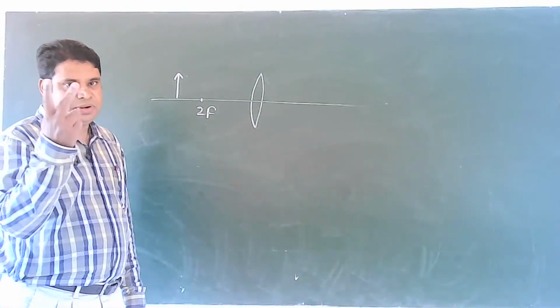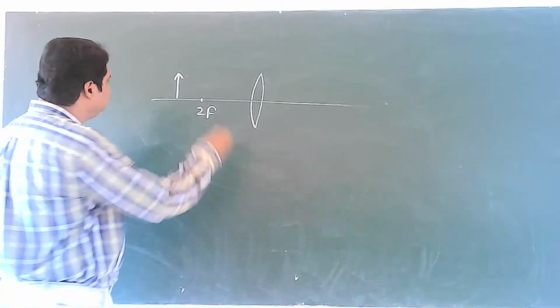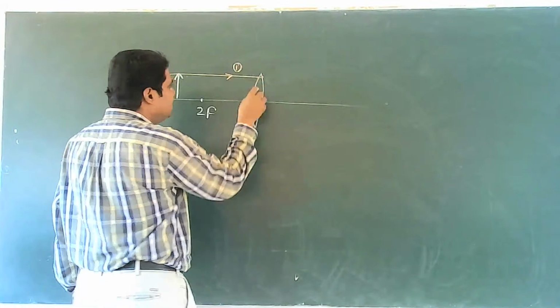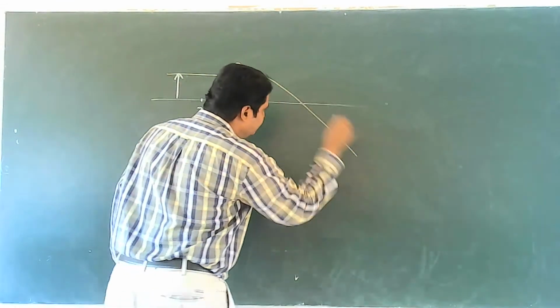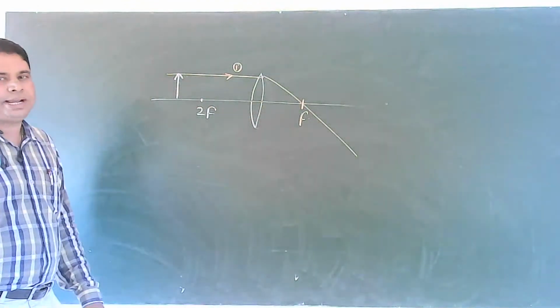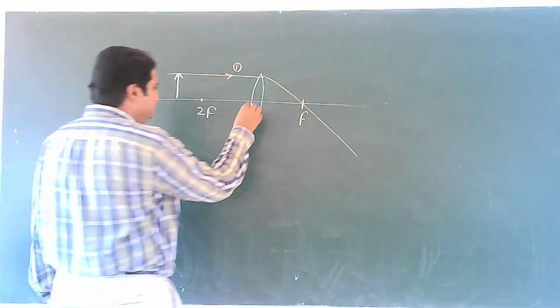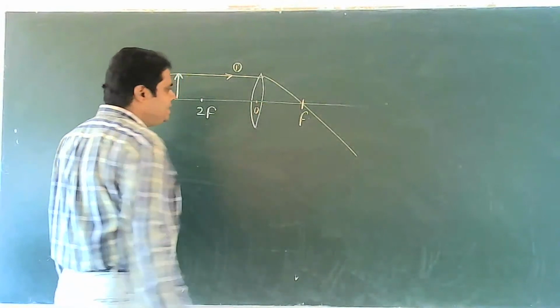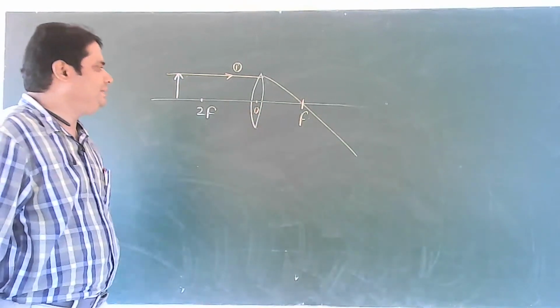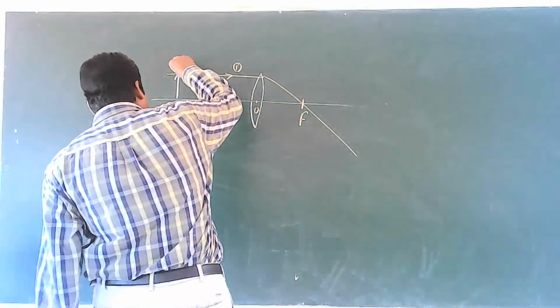Then what we have to do? We have to consider two rays. Ray 1, after refraction, it will pass through F. What about the second ray? Let us consider a second ray passing through what? Passing through your optical center. How?